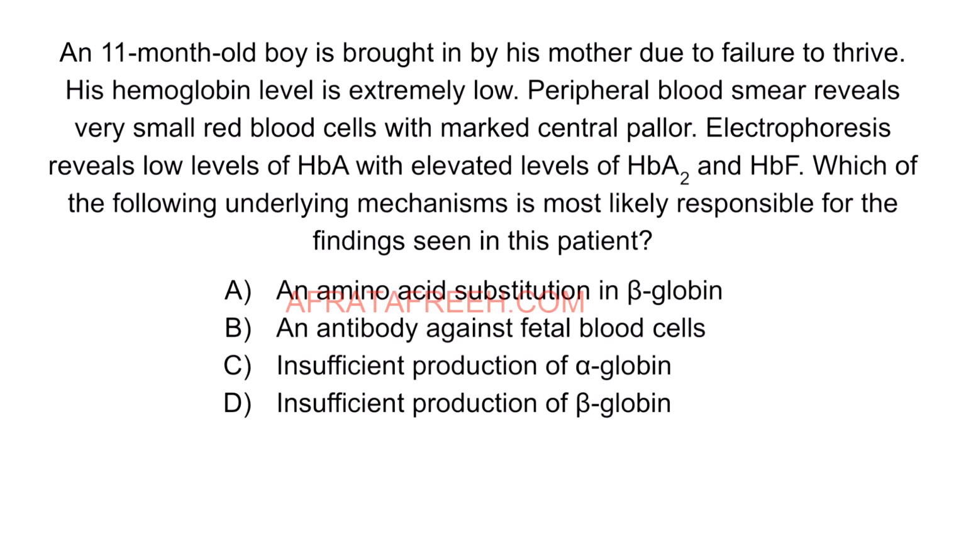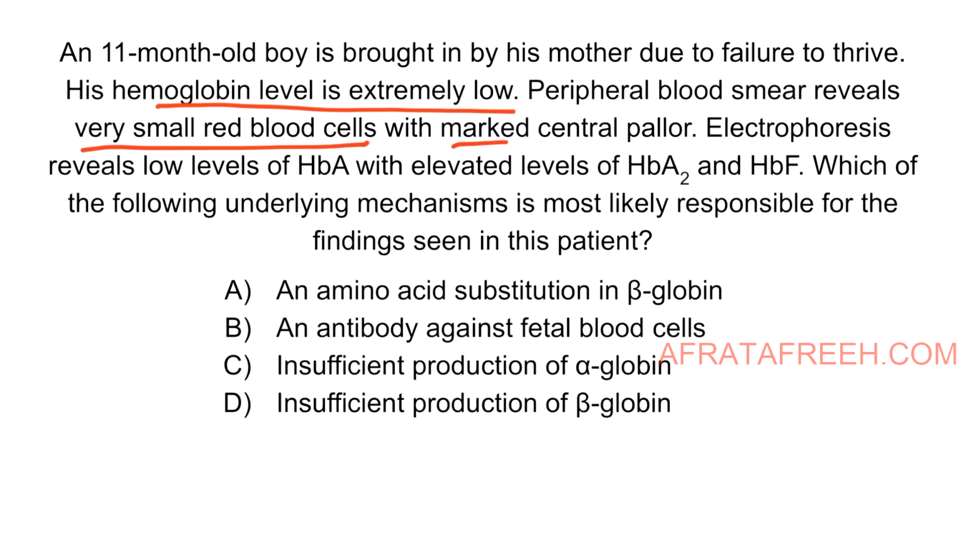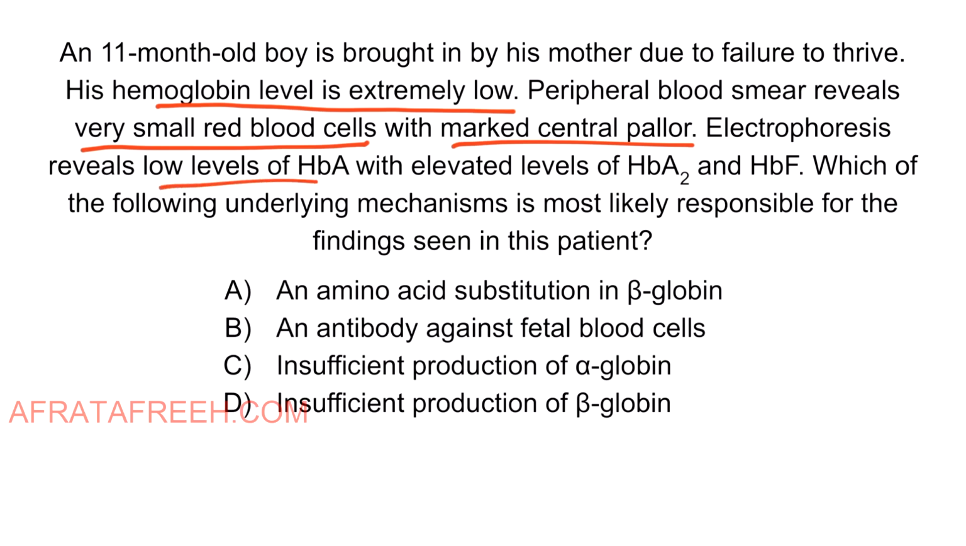All right, so a baby boy presents with failure to thrive with an extremely low hemoglobin count. His peripheral blood smear reveals microcytosis with target cells. So there are cells with marked central pallor. And electrophoresis reveals very low levels of hemoglobin A with elevated hemoglobin A2 and hemoglobin F. Given this information, this patient likely has beta thalassemia. So the correct answer is D, insufficient production of beta globin.